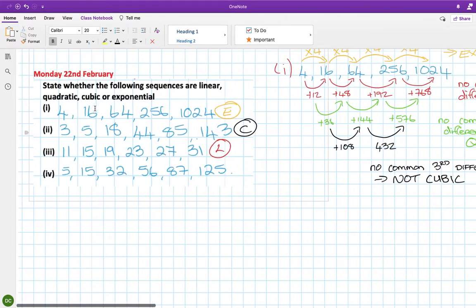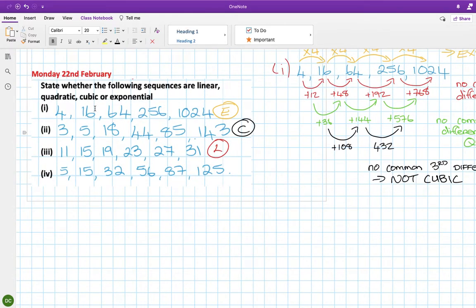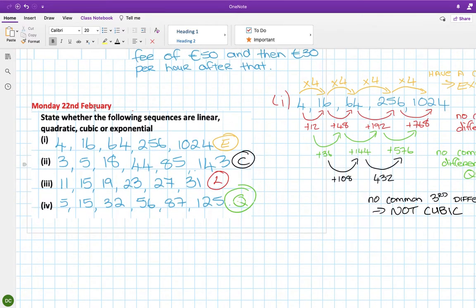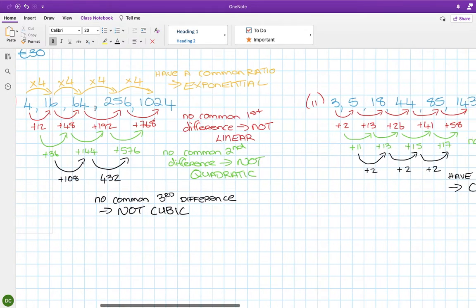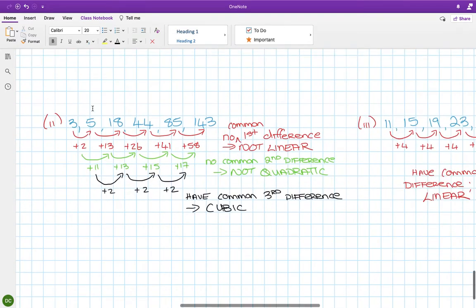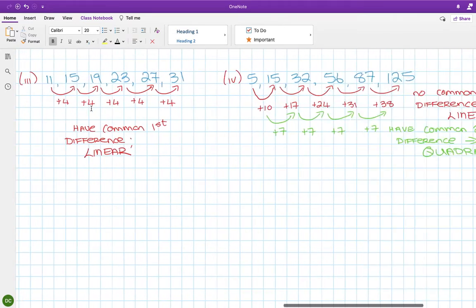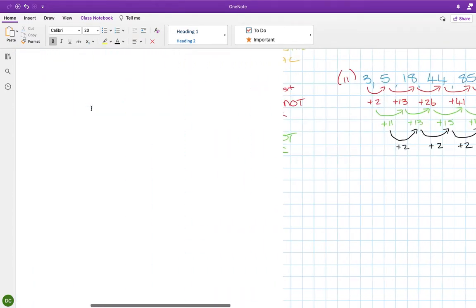Okay, so that's the last one. Like I said, we were going to have one of each. So that's what you should have got. So exponential for the first one, then cubic, then linear, then quadratic. I said it a few times, but if for any reason you did not do the work, you've got to do the work. There's no point in just writing it down with no work attached. You just wouldn't get any marks for it.